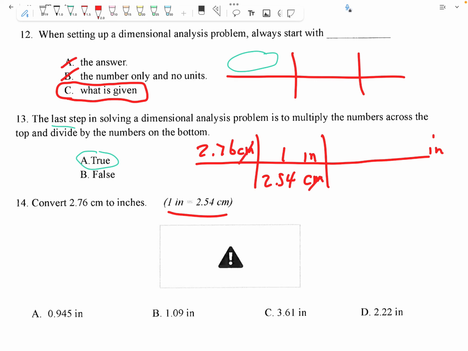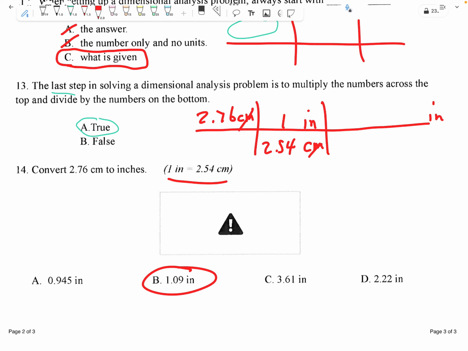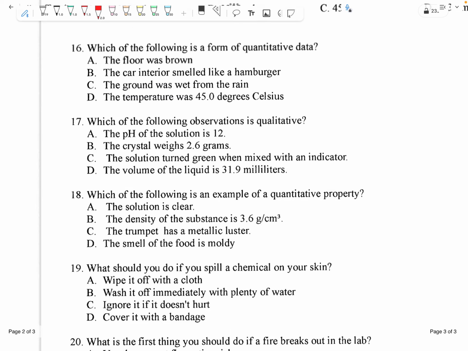Those units will cross out. We're left with inches on the top. This is a division problem because you have 2.76 in the numerator and we have 2.54 in the denominator. And the answer happens to be, when you calculate it out, 1.09 inches. Okay, let's go to the last page.